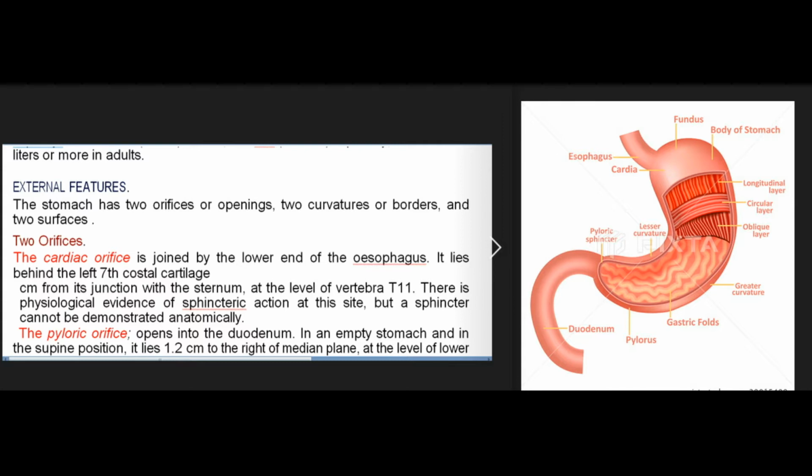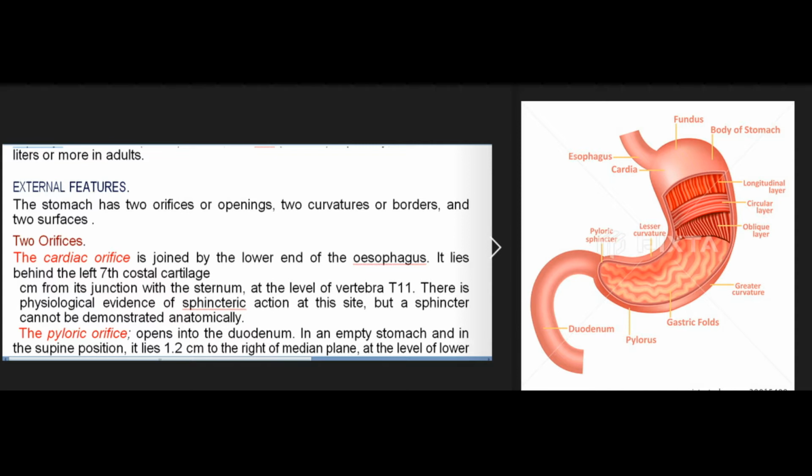2 orifices. The cardiac orifice is joined by the lower end of the esophagus. It lies behind the left 7th costal cartilage, 2.5 cm from its junction with the sternum, at the level of vertebra T11. There is physiological evidence of sphincteric action at this site, but a sphincter cannot be demonstrated anatomically.